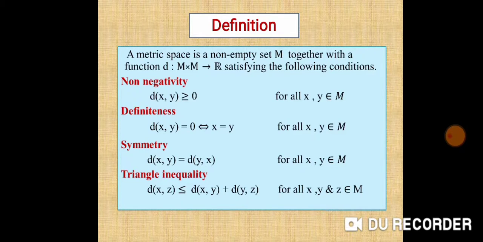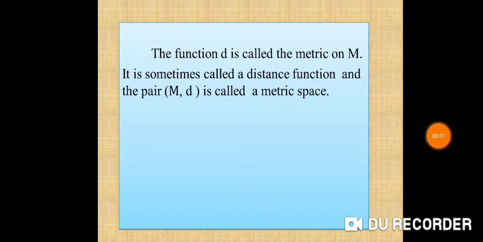Last one, triangle inequality. The distance from x to z is less than or equal to the distance from x to y plus the distance from y to z for all x, y, z belongs to M. The function d is called the metric on M. It is sometimes called a distance function, and the pair (M, d) is called a metric space.